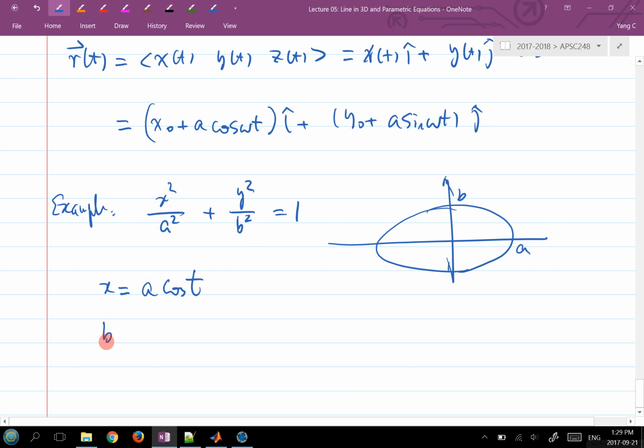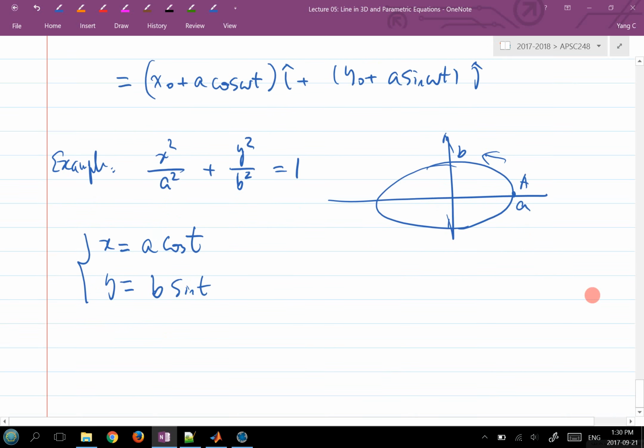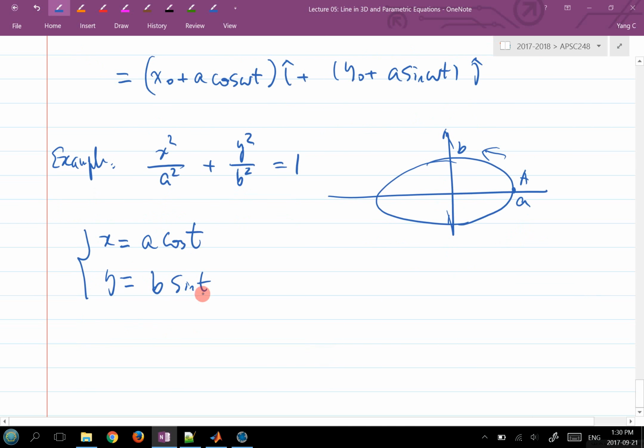But then the y here will become b sine t, for example. And that's a possible solution, right? A parametric solution for this ellipse. In this case, it starts at a and then moves in this direction. So that is one solution. And of course, you can use cosine 2t, sine 2t like that, so then no problem at all.